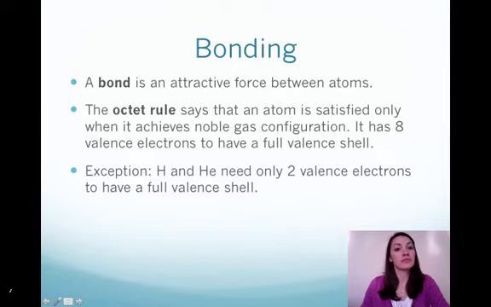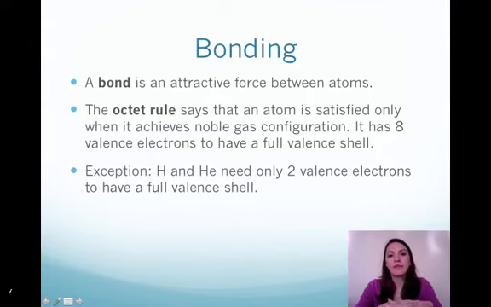Today we're going to learn about bonding. There are 4 different types of bonding that we are going to be talking about. So the first thing that's important to know is, what is a bond? A bond is an attractive force between atoms. So it's that attractive force between atoms that allows them to stay together, okay?